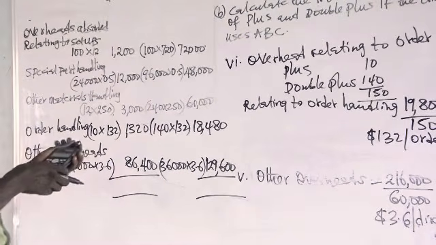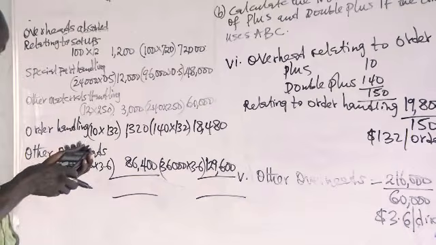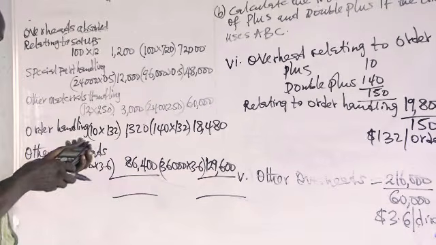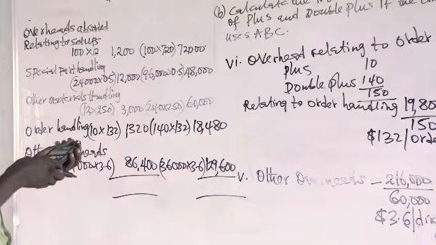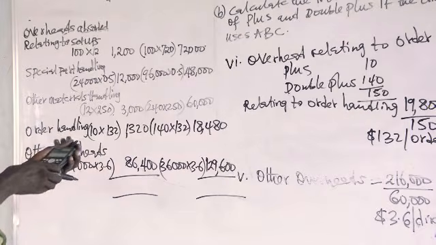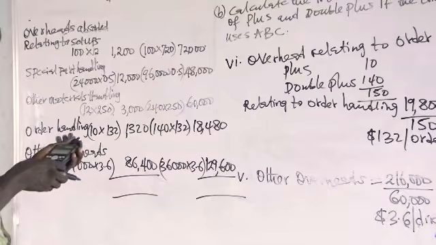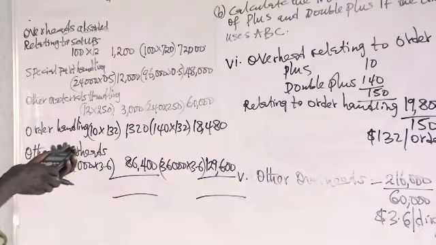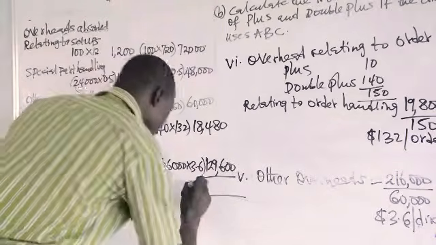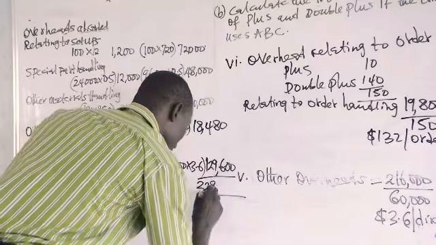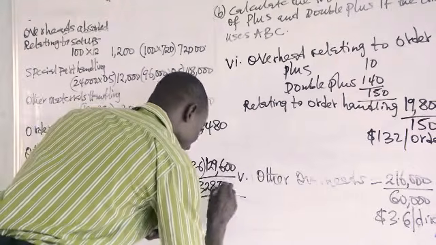When you sum it up for double plus: 129,600 plus 18,480, plus 60,000, plus 48,000, plus 72,000. And that will give us 328,080.